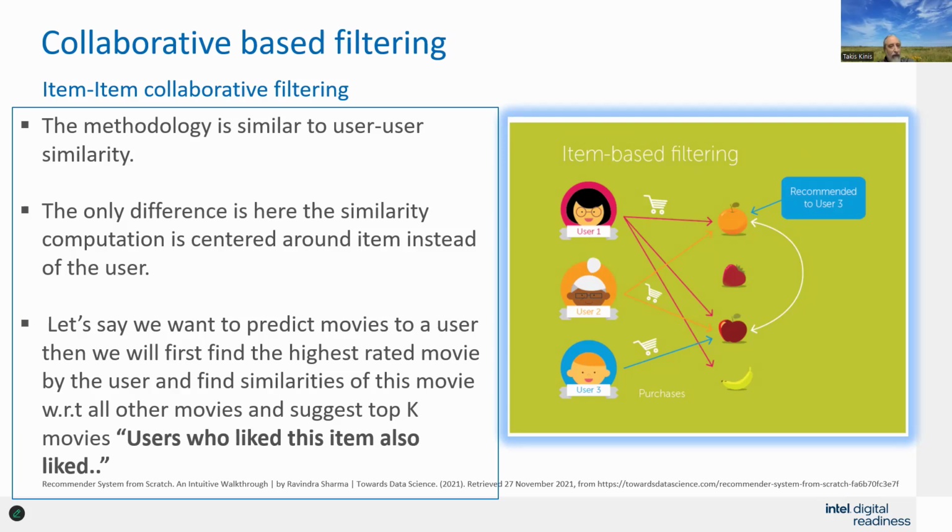Here, when we're looking at the item, it's focused on the item instead of the user. So let's say we want to predict movies to a user, then we first find the highest rated movie by the user and find similarities to this movie with respect to all other movies and suggest top K movies. The users who like this item also liked. So in other words, now they're not looking at your rating, they're looking at what you liked. See the difference, right? So this you like, that you didn't, not the rating necessarily, right?